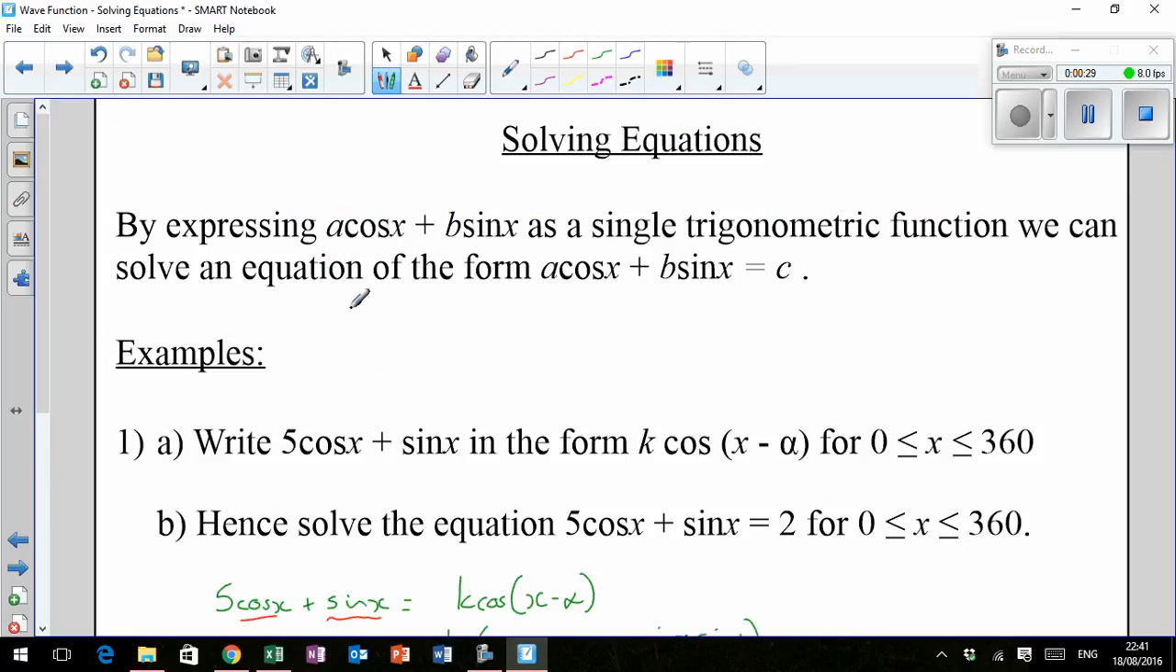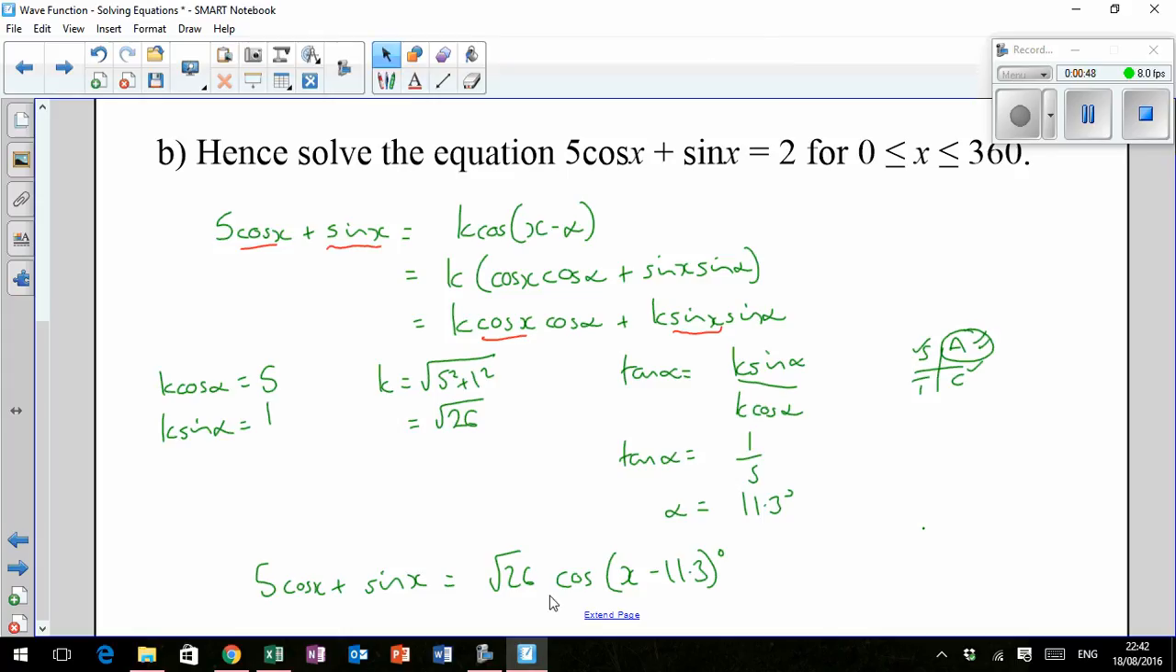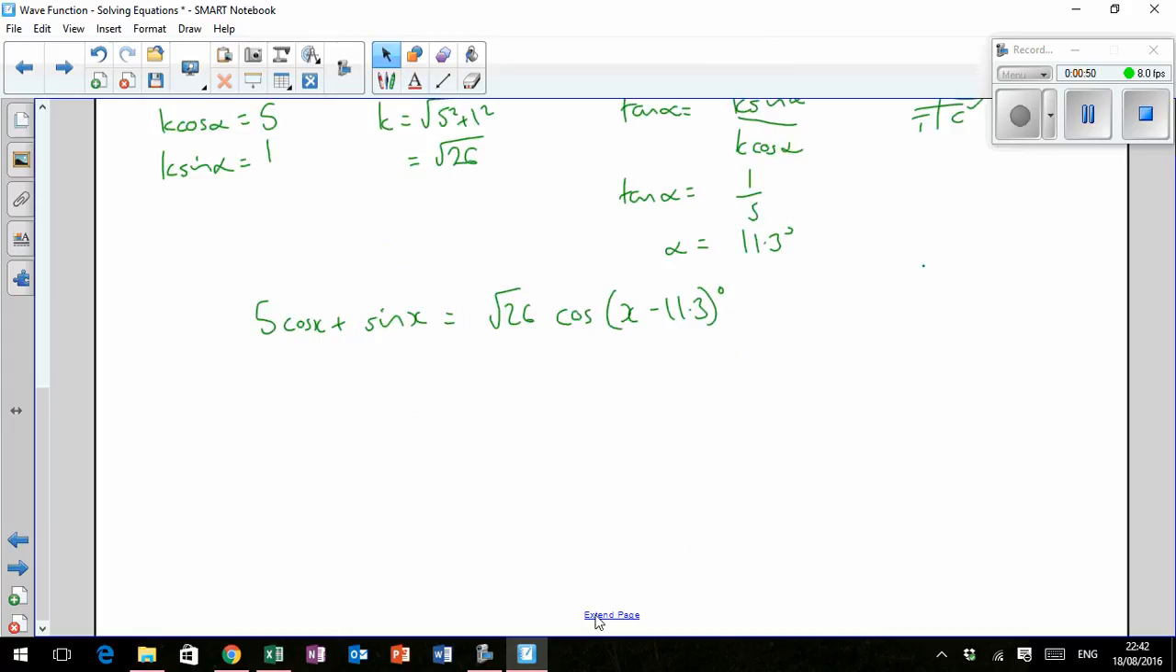Same again, get this in your notes. Part A is just writing it in the wave function. I've already got that there for you. By all means, give it a wee try. I'm going to go over part B now though. So give it a wee try first. I'll just go down in a wee second. Okay, so there you go. That's what we should have: 5 cos x plus sin x equals root 26 cos(x minus 11.3).